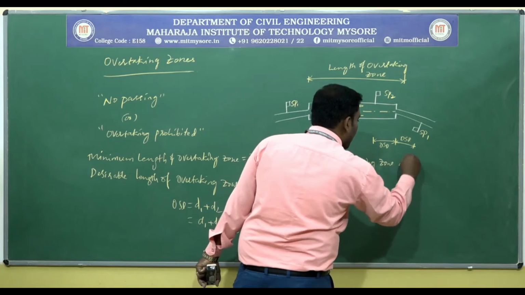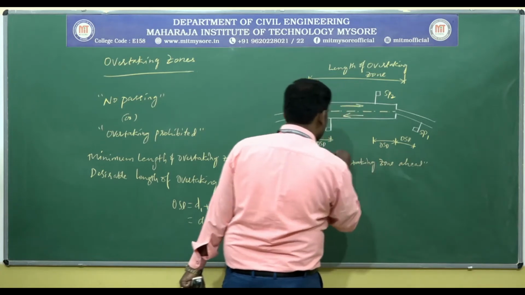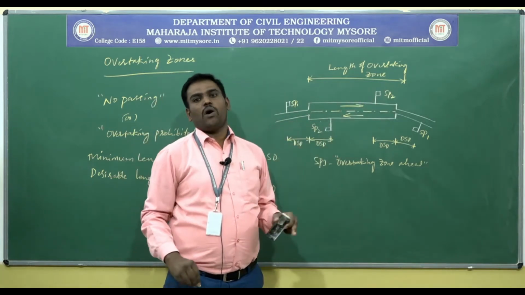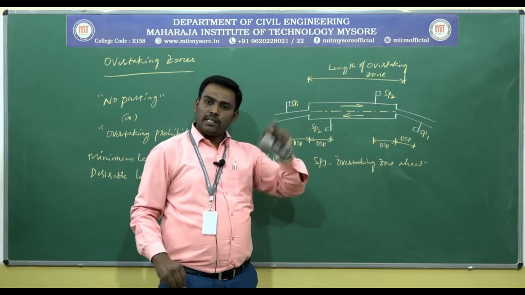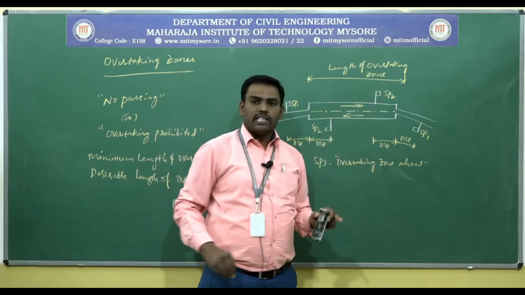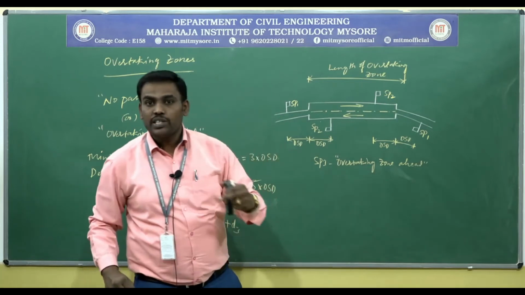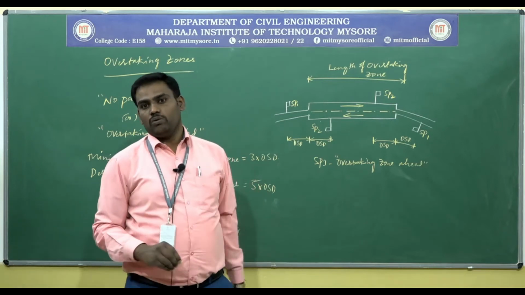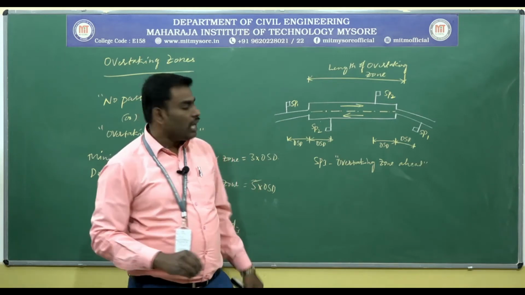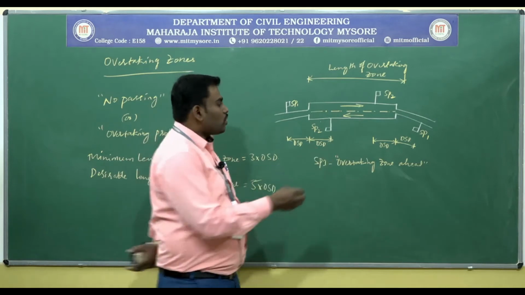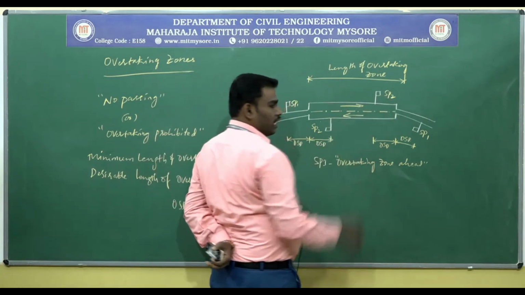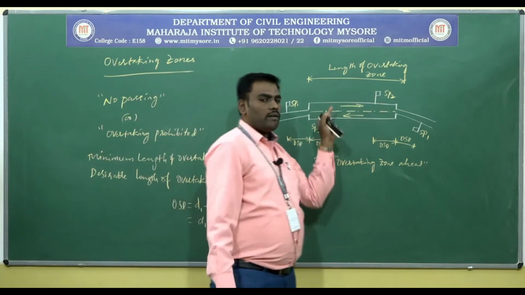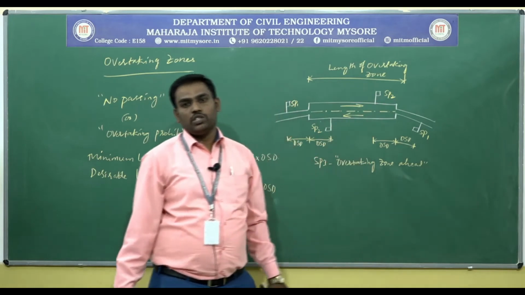Overtaking zone ahead. Before completion of the overtaking zone, they are going to install another signpost, that is SP2, signpost number 2, that indicates overtaking zone completed, or end of overtaking zone. It is about one time of OSD, one time of overtaking sight distance, before the end of overtaking zone.